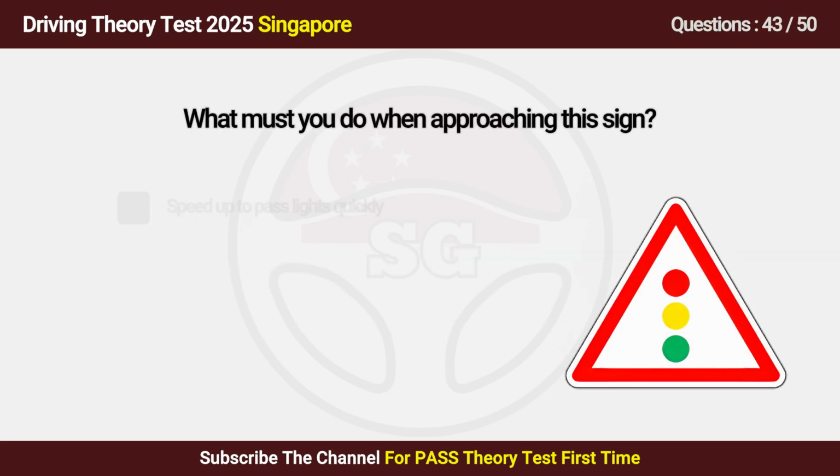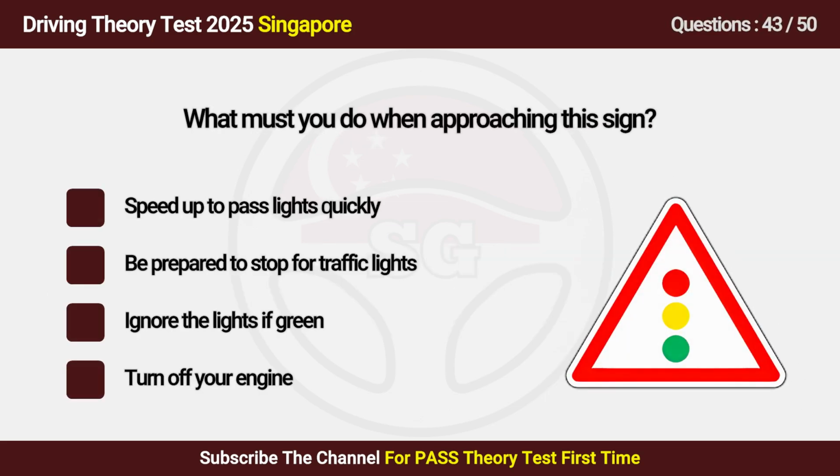Question 43. What must you do when approaching this sign? A. Speed up to pass lights quickly. B. Be prepared to stop for traffic lights. C. Ignore the lights if green. D. Turn off your engine.